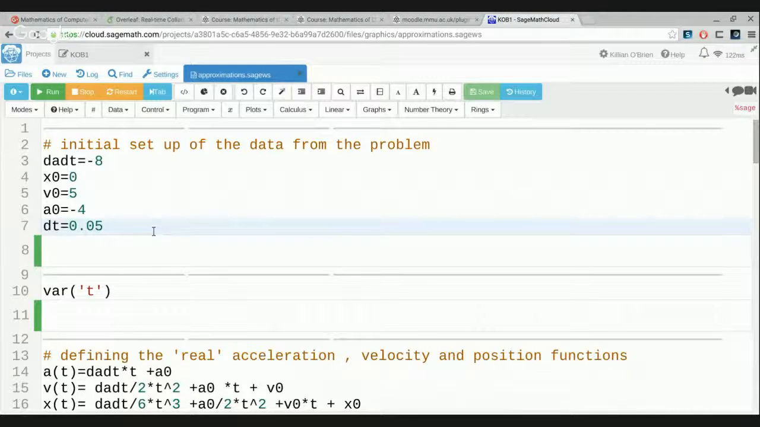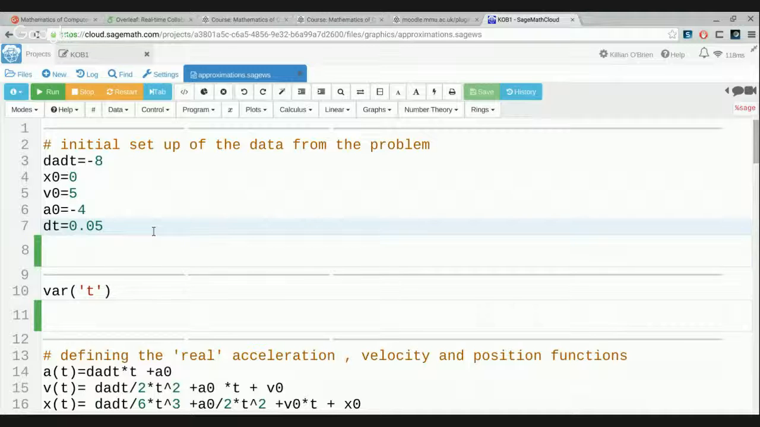So I've got a rate of change of acceleration. So that dA dt is just a variable name. The computer doesn't know that that's the derivative of acceleration. So dA dt is just a variable name, and it's -8. That's the rate of change of acceleration produced by the thrusting engine.